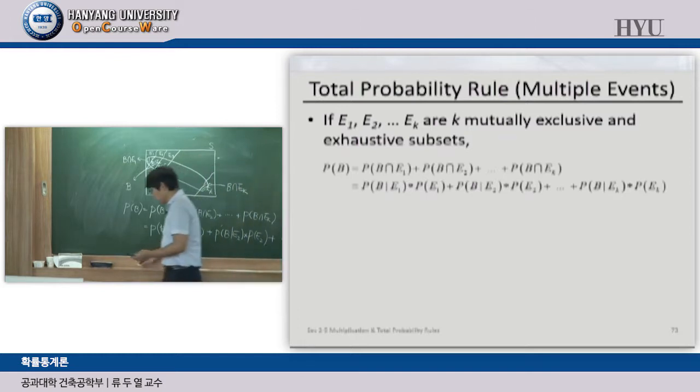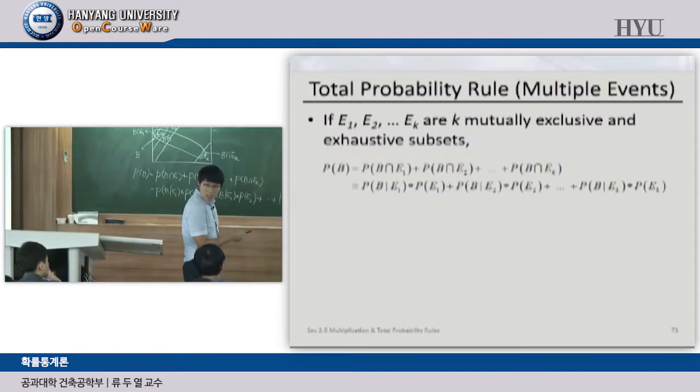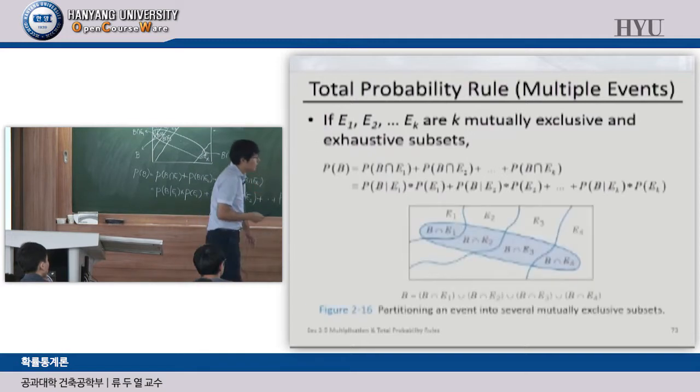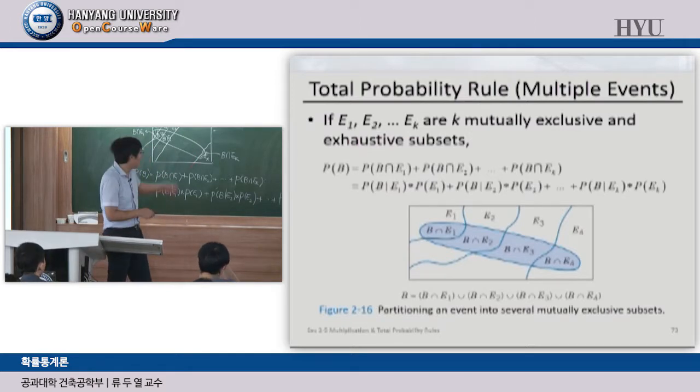Okay? So that's why the probability of a subset B can be expressed by this equation, for the case that E1 to Ek are mutually exclusive. Okay? That is the total probability rule for multiple events. And this is the typical example when k equals 4. So this is the same Venn diagram as this one, but k is just 4.